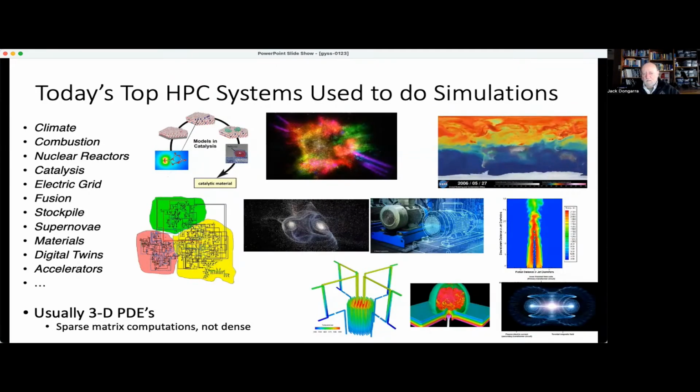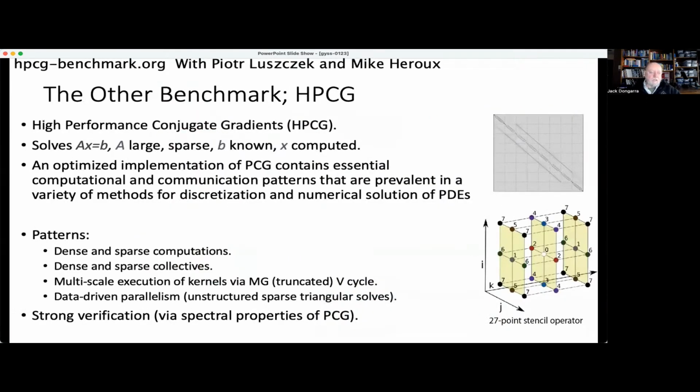We use an algorithm which is iterative in nature, a method that we call the conjugate gradient method. Again, we're solving Ax = b. A is large and sparse. We have a right-hand side b, and we want to compute x. So we use an iterative process to do that, and we have a matrix which has this sparse, non-zero structure associated with it. We have a discretization. In this case, it's a 27-point stencil operator that we use to discretize that 3D partial differential equation, and that leads to this matrix problem.